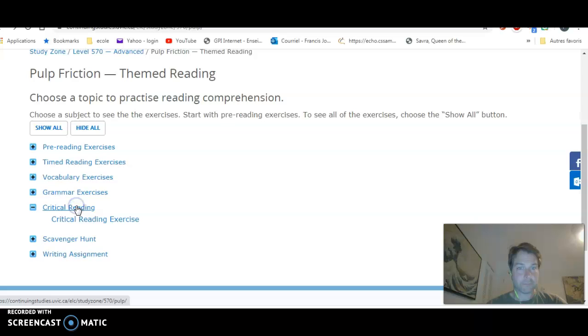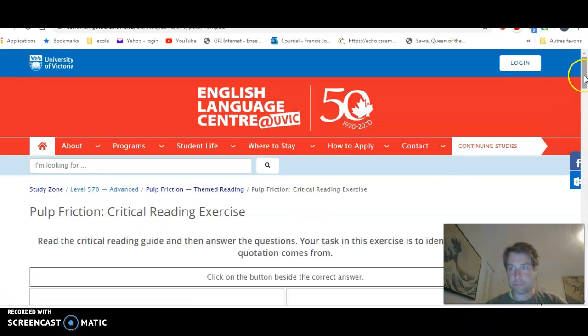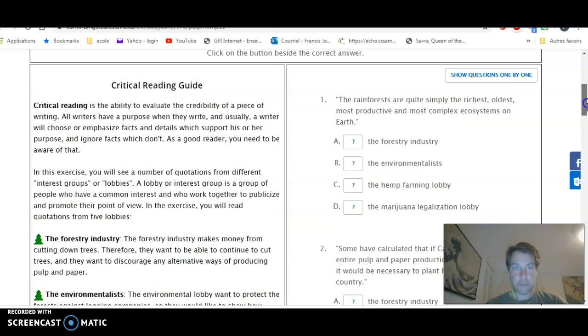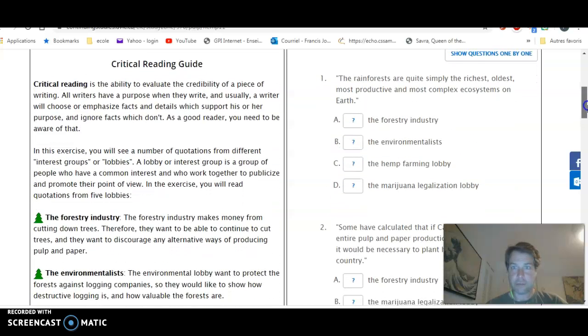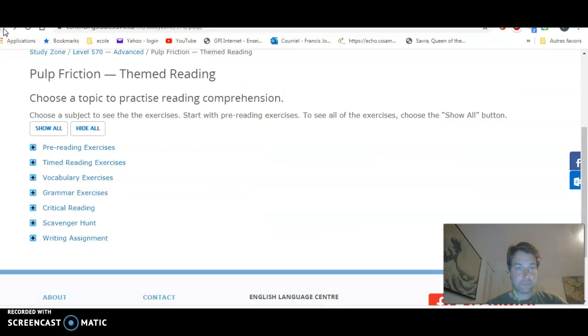Critical reading over here. You have to read, and after you have to answer the different questions concerning the different groups that are involved with this kind of industry. Scavenger hunt, you have to look for stuff on the internet, and you have a writing assignment to do too. So a lot of stuff to keep you busy through the week.